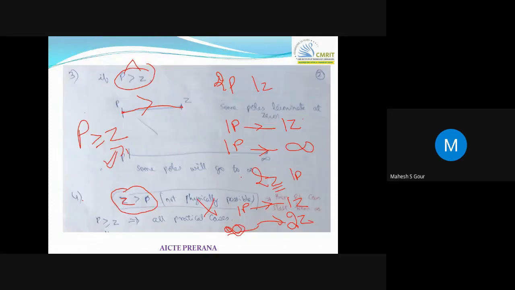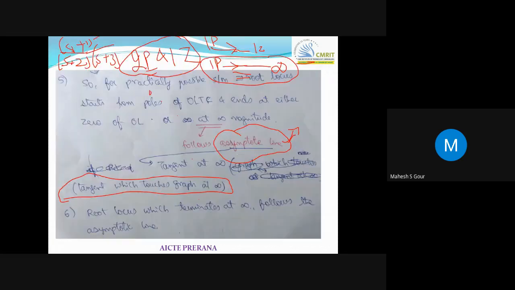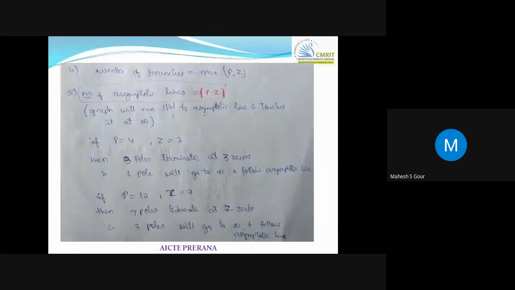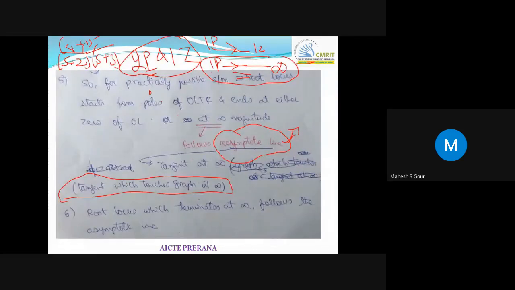Okay, I should solve one problem on this root locus. You'll be more thorough when you're solving problems. What is an asymptotic line? It's a line which touches the graph at infinity. Whether you see the math definition or anything else, the asymptotic definition remains the same. It is a tangent which touches the graph. What is the graph here? The graph is the root locus. So it is a tangent which touches the root locus at infinity.